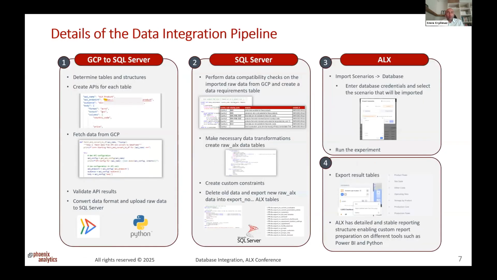I want to give a little bit of detail on the platforms and the tools that we use for the data integration pipelines. The first step, GCP to SQL Server.